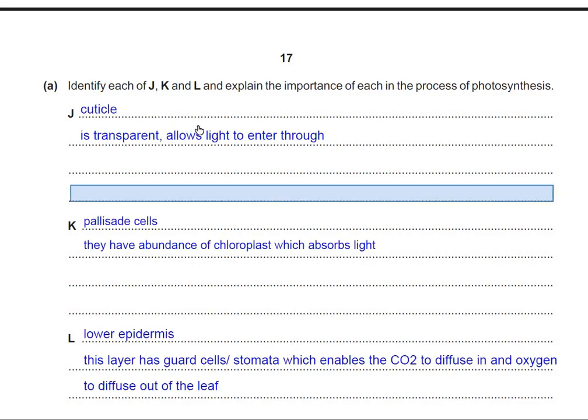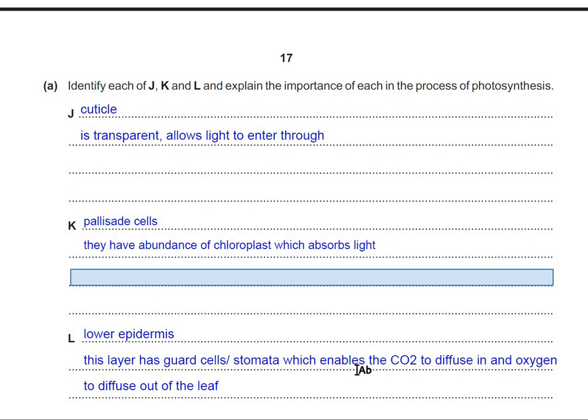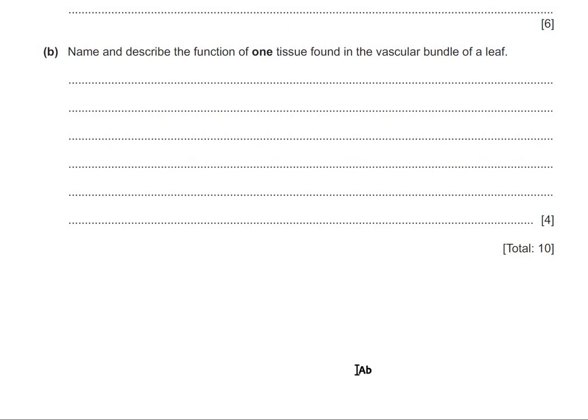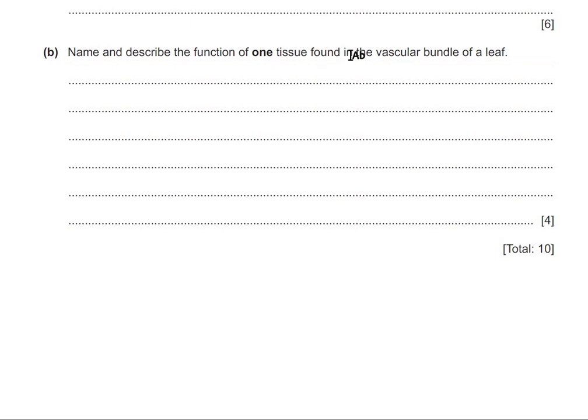All right, you can read the answer to this question. I have identified each structure in a word, and then I have told the importance of each of them. Now, part B says name and describe the function of one tissue found in the vascular bundle of the leaf. The vascular bundle comprises two tissues, xylem and phloem. You can talk about either xylem or phloem, and you have to name it and then describe the function.